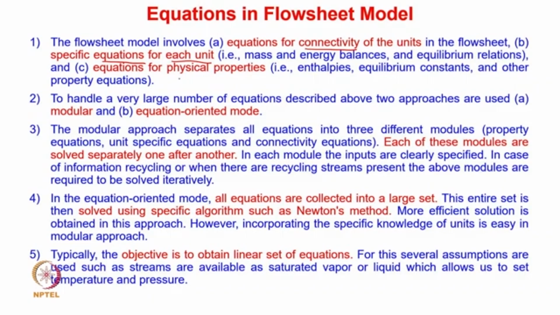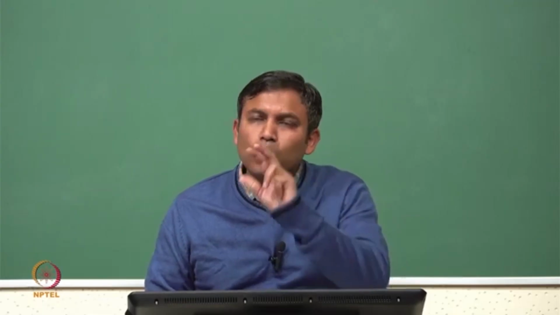The third class is for equations with respect to physical properties. So how we can calculate different physical properties like enthalpies, equilibrium constants, and other transport and kinetic properties. These equations are referred to as physical properties equations. So these are the three different classes of equations which we see when we are designing the flow sheet. So how to solve these equations? In order to solve these equations, there are two methods, two approaches, by which people solve these equations.